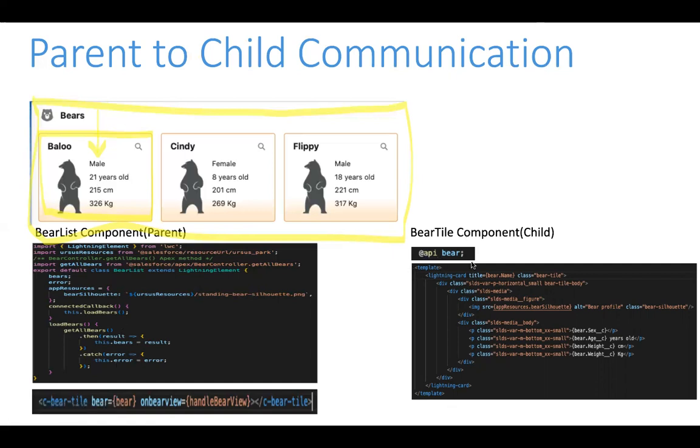Then on this child component, I'm just showing beer details using this beer data. Here, if you are going to the child component, you cannot see any data fetching from Apex or something like that. It is just showing the value from this public property. I will show my code here.